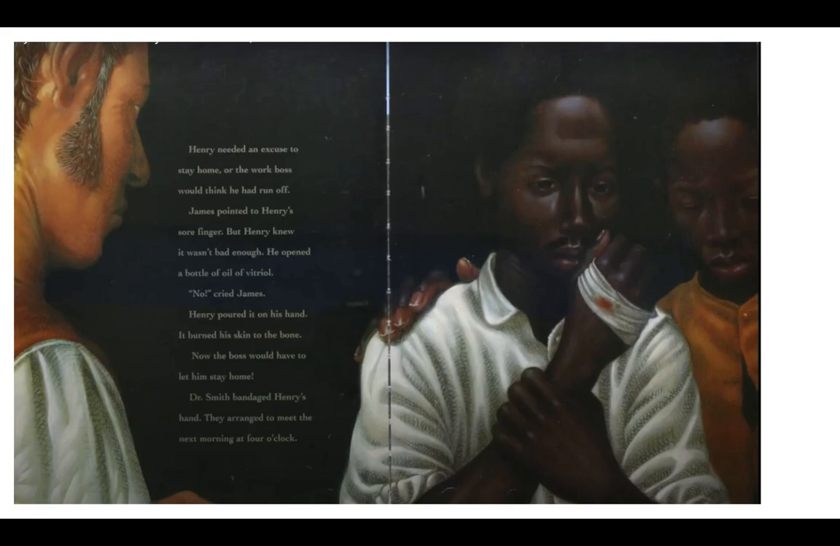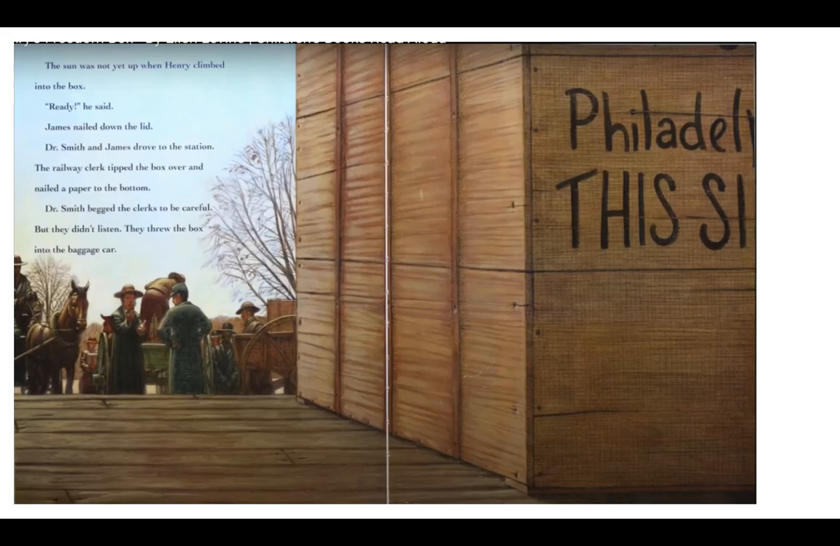He opened a bottle of oil of vitriol. "No!" cried James. Henry poured it on his hand. It burned his skin to the bone. Now the boss would have to let him stay home. Dr. Smith bandaged Henry's hand. They arranged to meet the next morning at 4 o'clock.